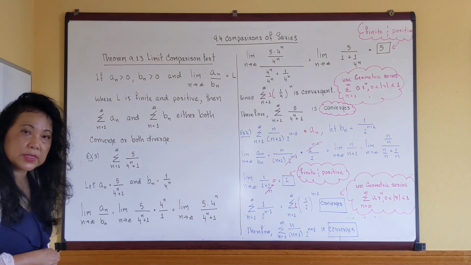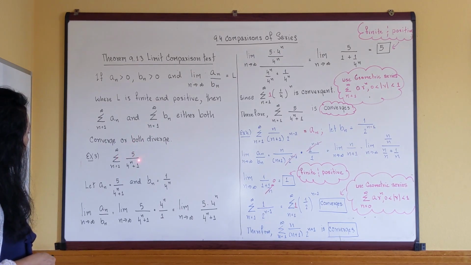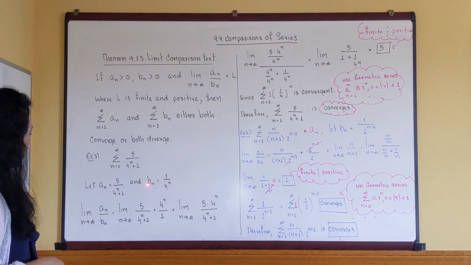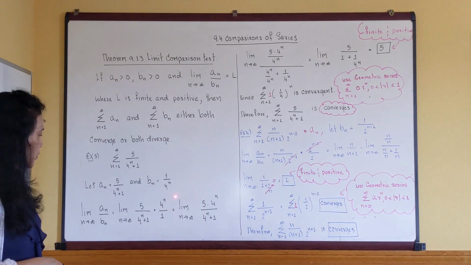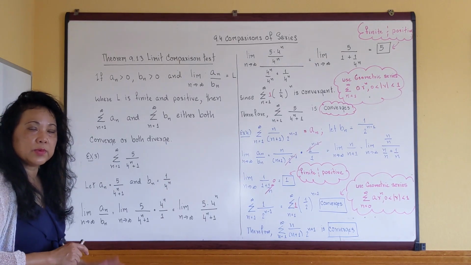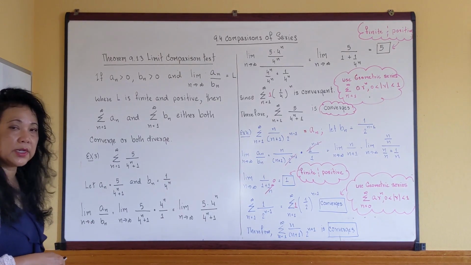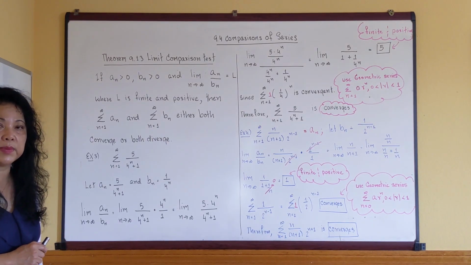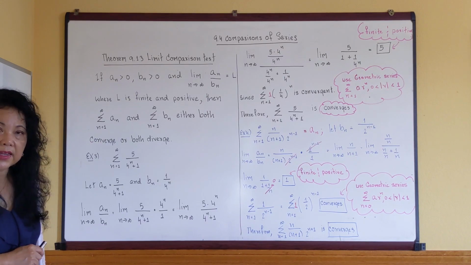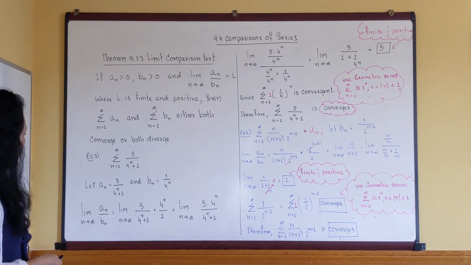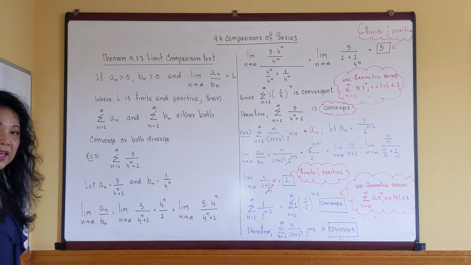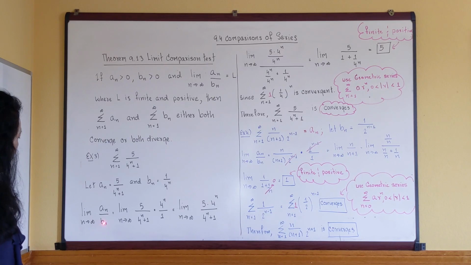I have this series here, 5 over 4 to the n plus 1. I call this one a sub n. Now I'm going to let b sub n be 1 over 4 to the n. From the previous theorem, we wanted to find something bigger or smaller, but we're not trying to do that here. We want to find something that, if we put them in a ratio, we get a finite and positive number. So I pick this one, and I take the limit as n goes to infinity of a sub n over b sub n.